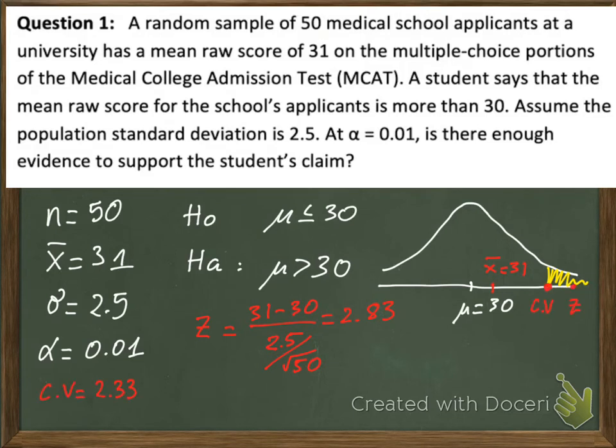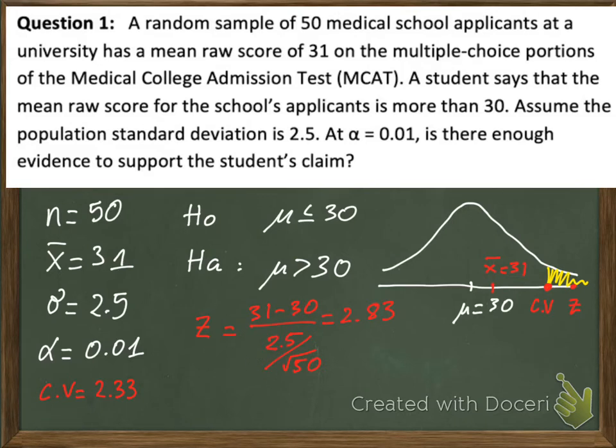So the critical value for alpha equals 0.01 for a right-hand test is 2.33. And the z-value is greater than the critical value, to the right, so the z-value is here. And you can see right away that this z-value is in the rejection region. Then we know that we should reject the null hypothesis based on the critical value and the z-value.